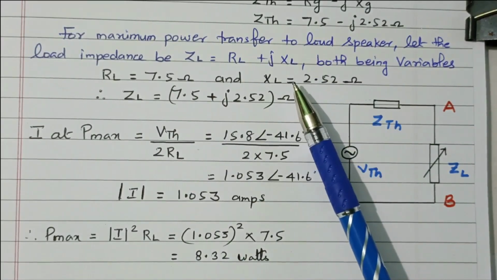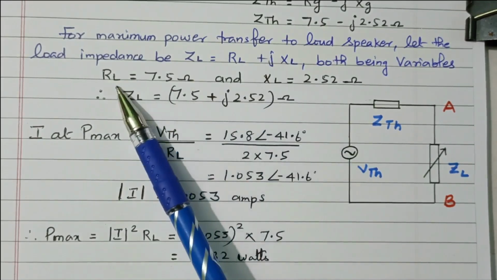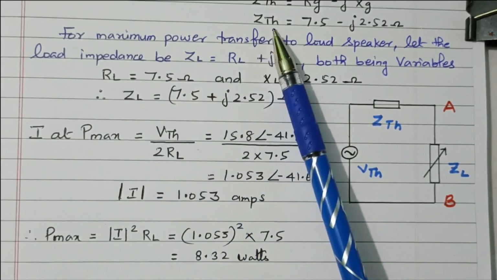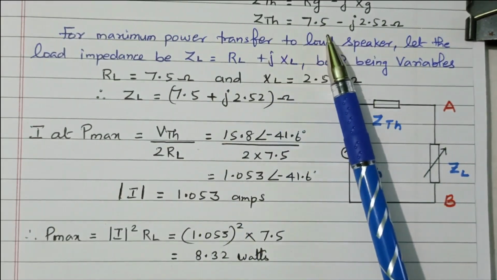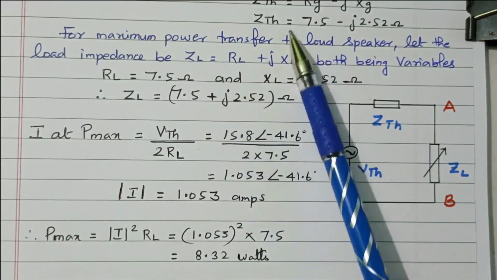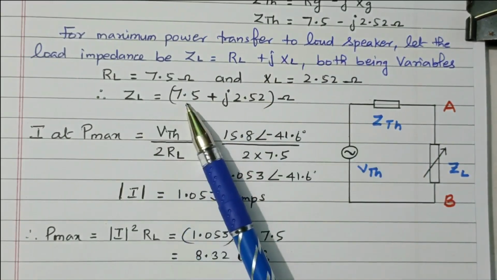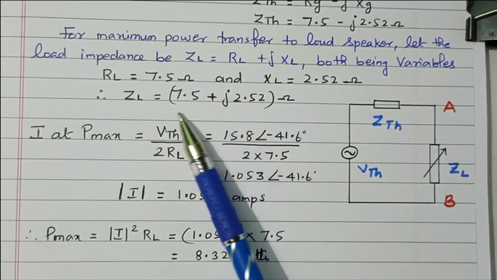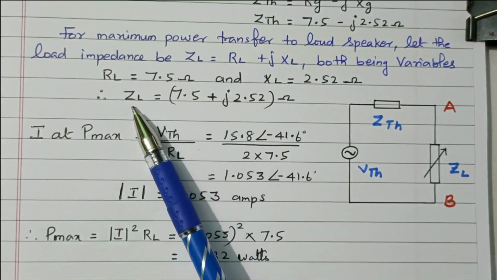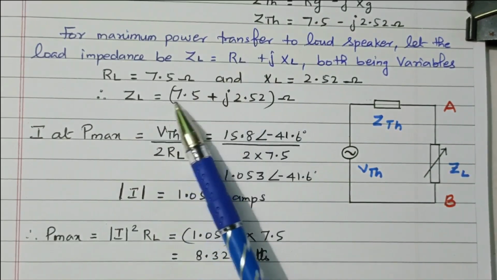That is the condition given by the maximum power transfer theorem: load impedance equal to the internal impedance. This is the internal impedance that is calculated from the Thevenin equivalent circuit. So both are equal, only complex conjugated. So ZL equals 7.5 plus j 2.52 ohm. So one question we answered, because we found ZL, the impedance of the loudspeaker.